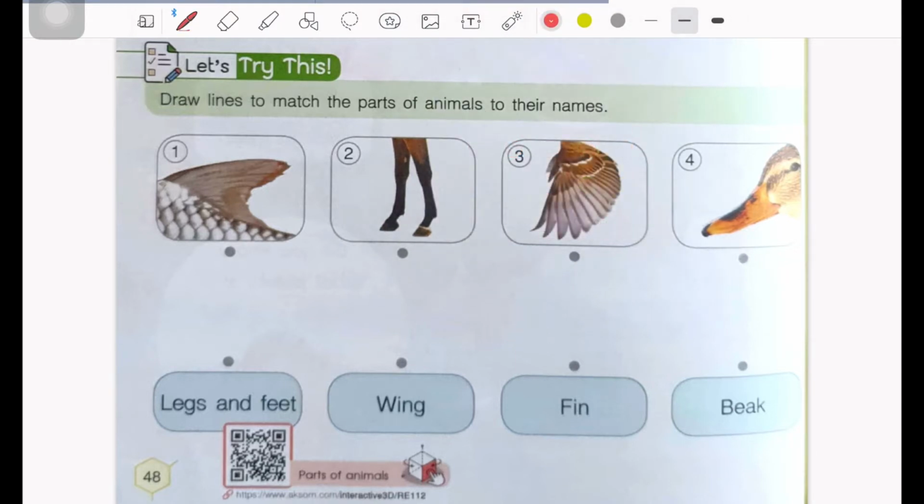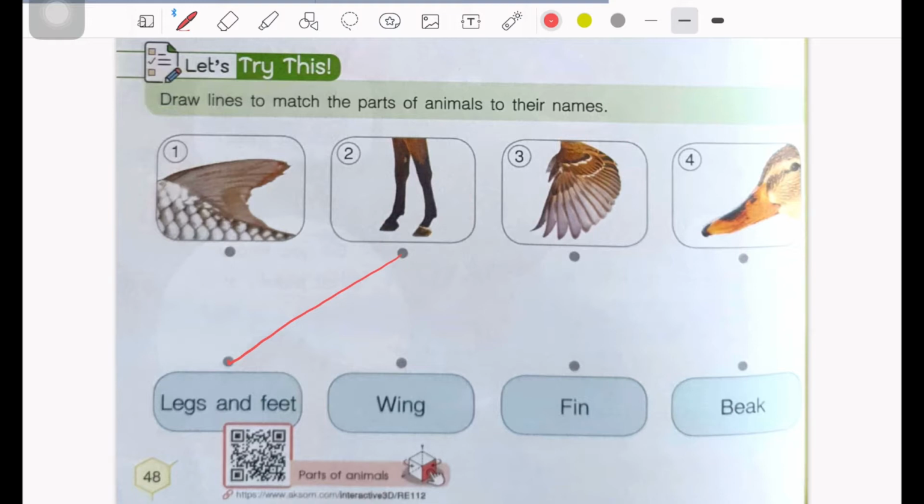So let's see the words. The first word is legs and feet. And next is wings, wing. And the next is fin. And the last one is beak. The very easy one is item 2, so I will draw from item 2. Item 2 is legs and feet, so it goes with the first word.